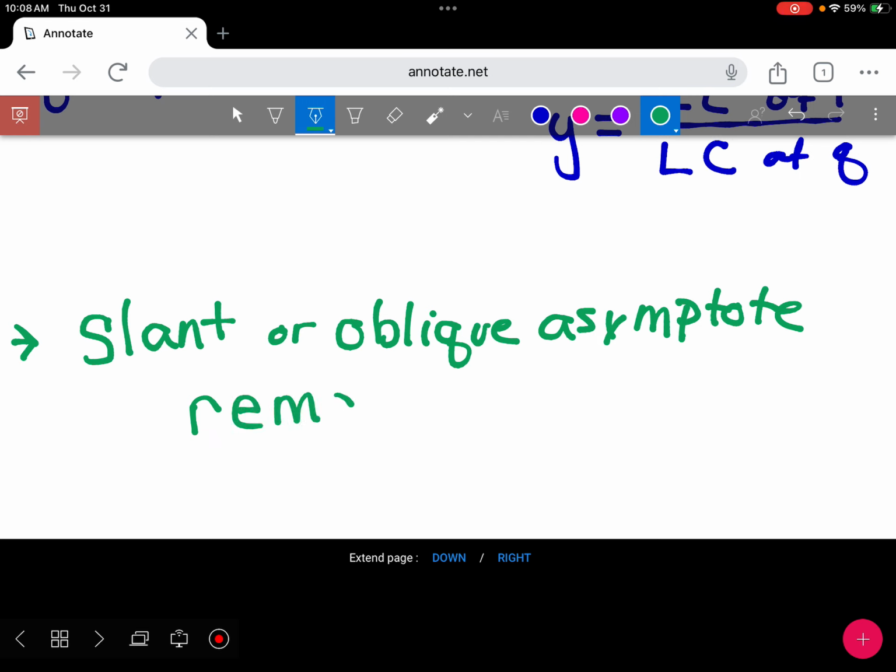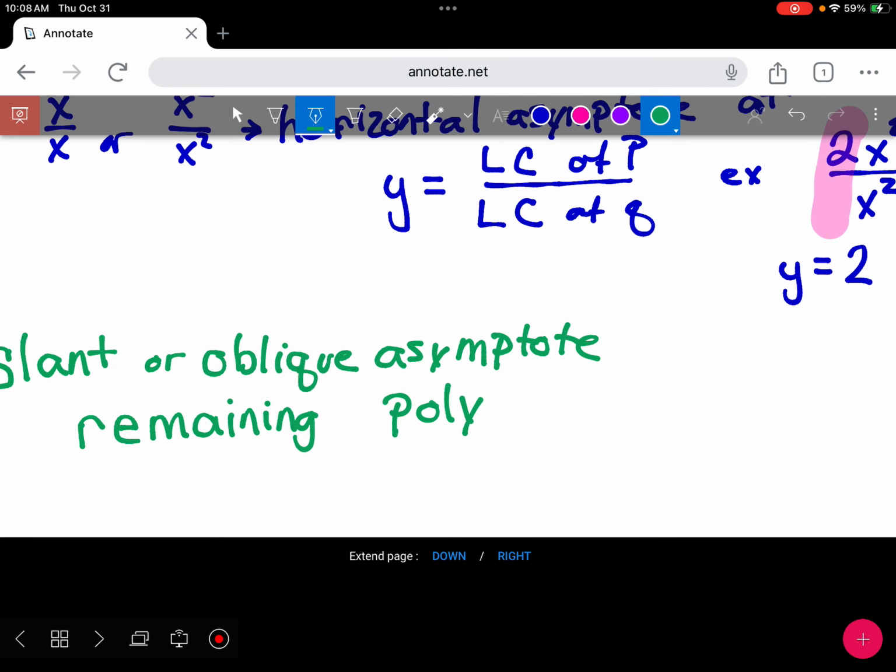So it's the remaining polynomial, usually going to be linear. For us, it's only going to be linear, after division.